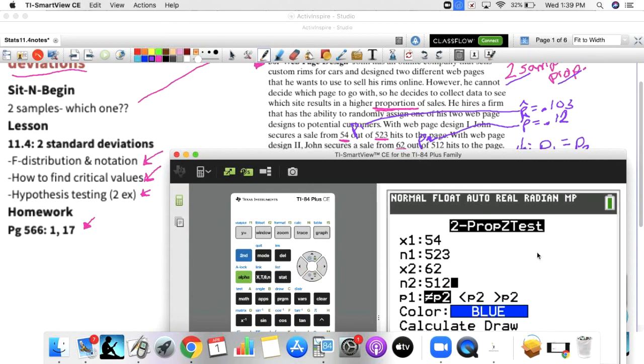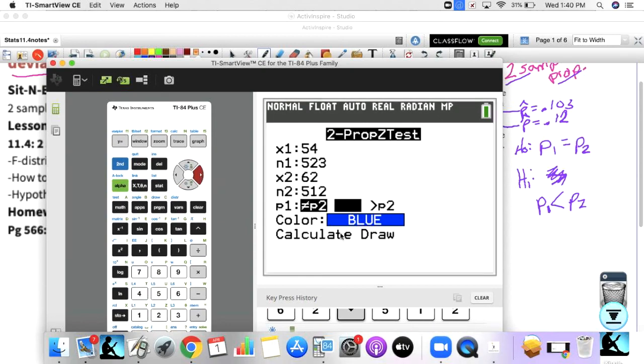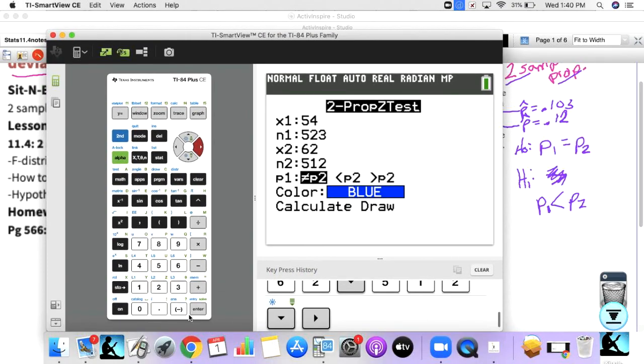Now, this is why I said we had to write our alternative a very specific way, right? I wanted p2 to be listed second because here in the calculator, see that, folks? p2 is always listed second. So I want my p2 to actually be larger than my p1. So I'm going to go down and then over, make sure that is chosen. And then now I'm ready to calculate.